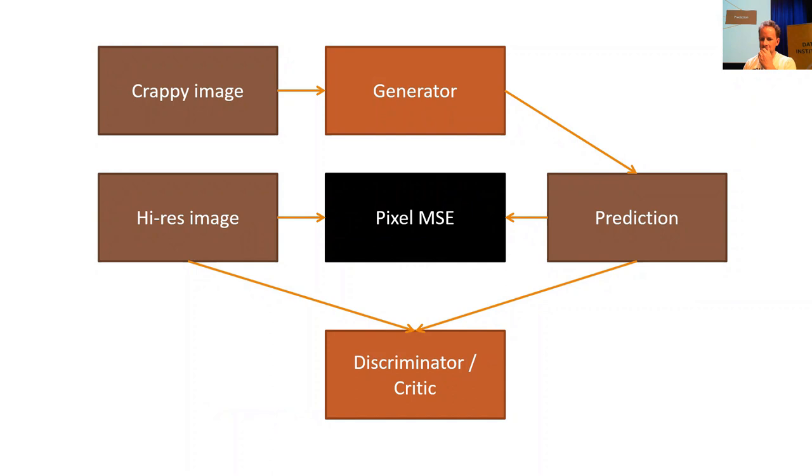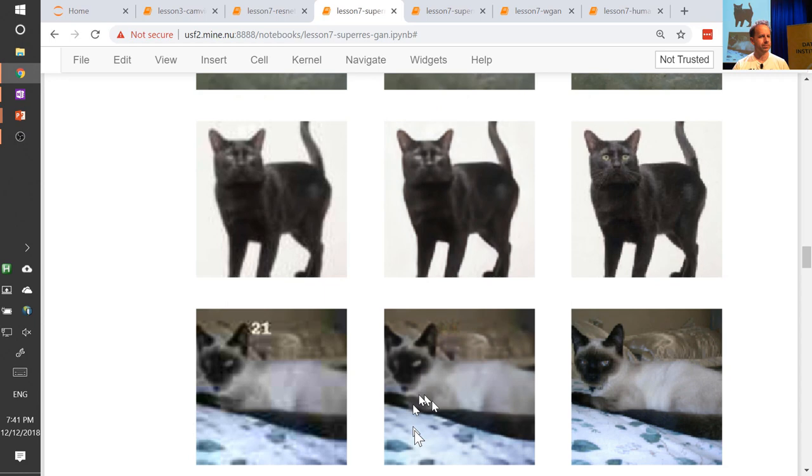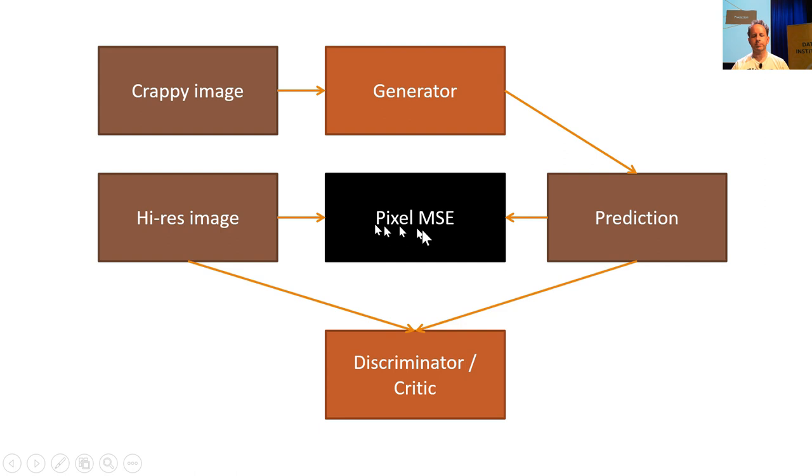So we've got our crappy image, right? And we've already created a generator. It's not a great one, but it's not terrible, right? And that's creating predictions, like this. We have a high-res image, like that, and we can compare the high-res image to the prediction with pixel MSE.